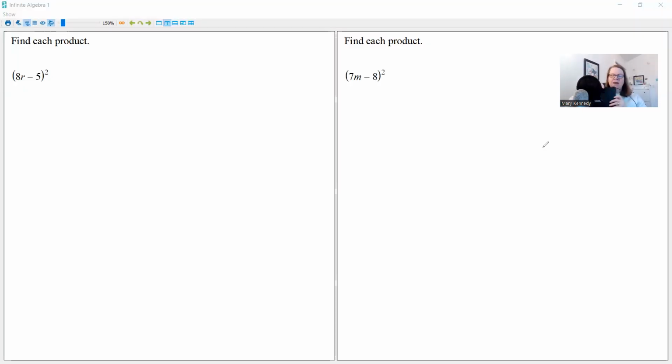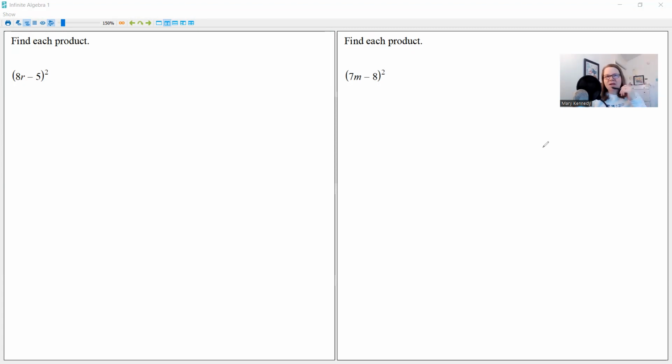Guys, let's take a look at this one. There are two problems here where we are supposed to find the product. You know, product's just the number you get when you multiply, or the answer you get when you multiply. But there's a couple of things that are unusual about these.